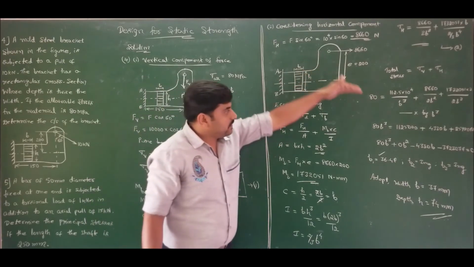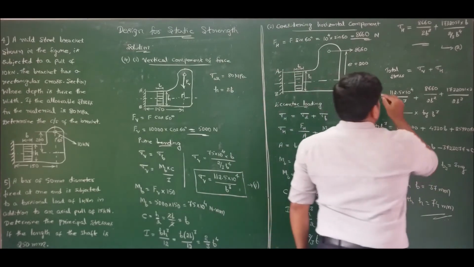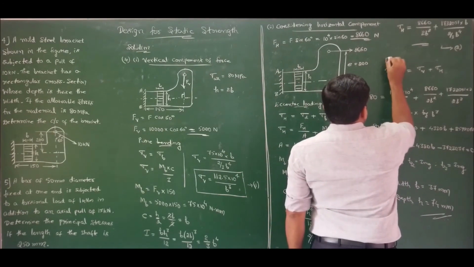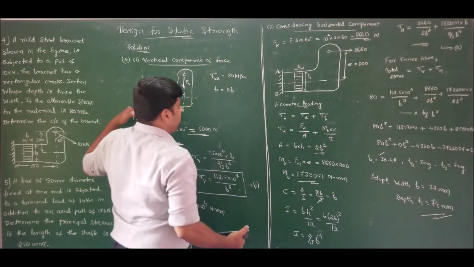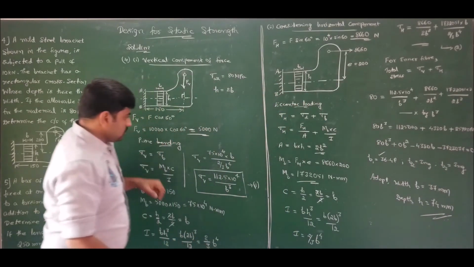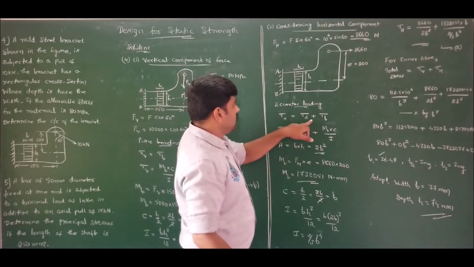Hence, what we have solved is for point A, that is for the inner fiber. So for the inner fiber, if I consider B, then this will become negative, and here this will become negative.